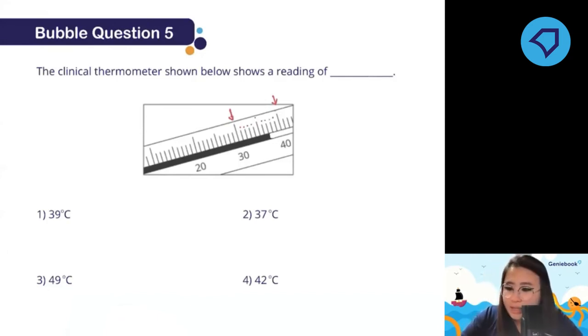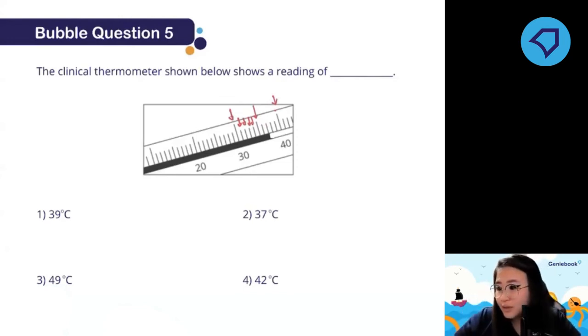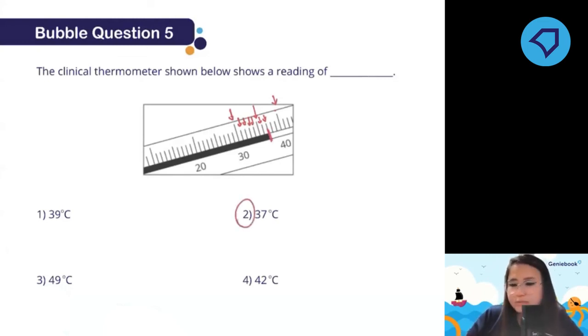Meaning every single marking in between represents 1. Over here is 31, over here is 32, over here is 33, 34, and 35. You notice at 35, the line is slightly longer, right? The halfway mark is slightly longer than the rest. And then 36, 37. And your liquid stops at 37. So the reading would be 37 degrees Celsius.